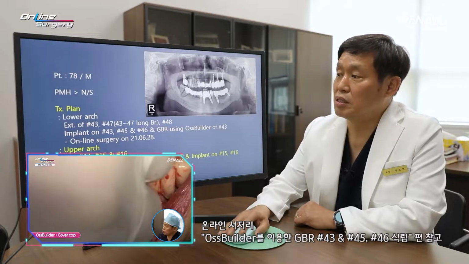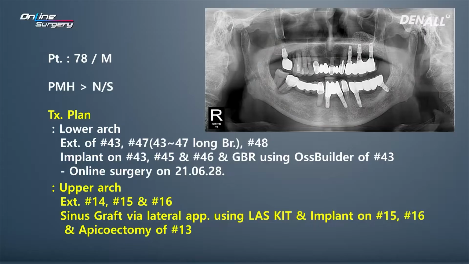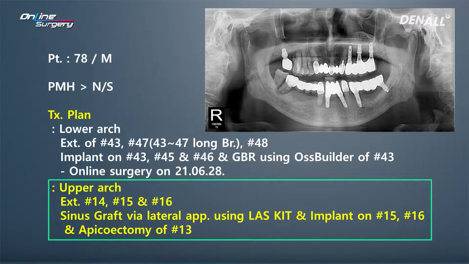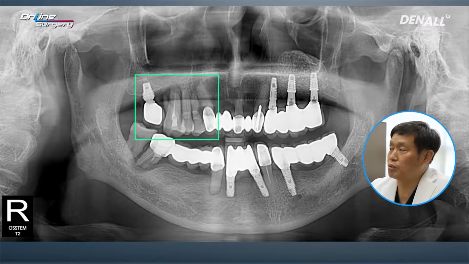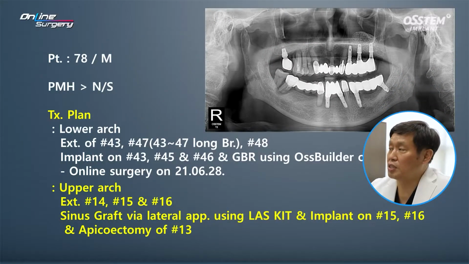upper. The treatment plan for the upper is, the alveolar bone condition is not very good in number 14, 15, and 16. Extractions will be done. The residual bone height up to the sinus is not significant. Therefore, LAS KIT will be used for sinus graft. There are 3 teeth and there are prostheses front and back. Considering the canine root direction, it's too tight to place 3 implants. Therefore, I decided to place 2 implants.